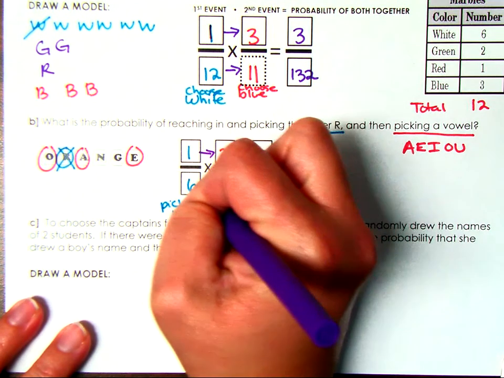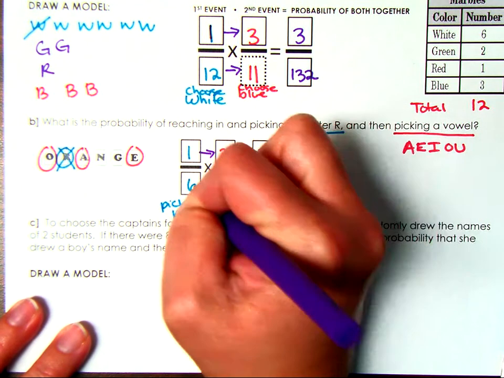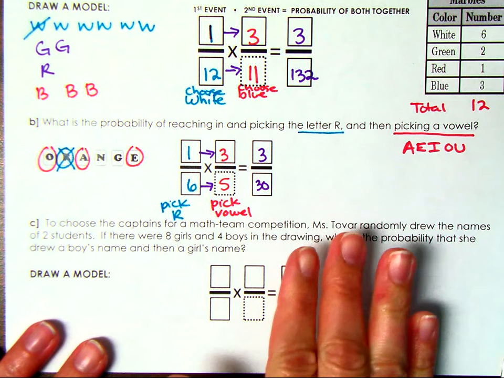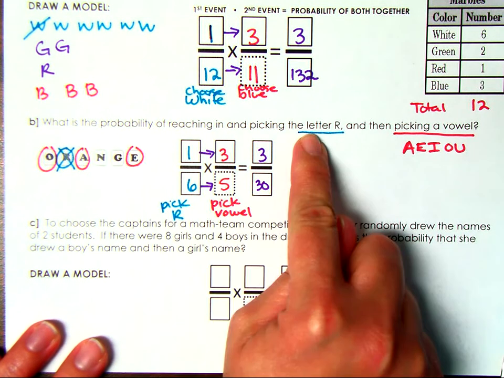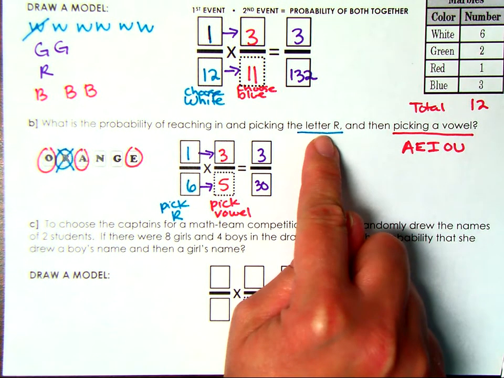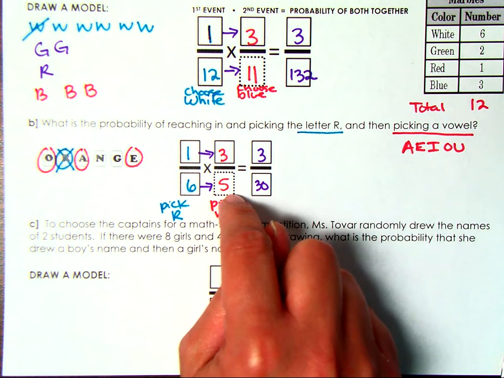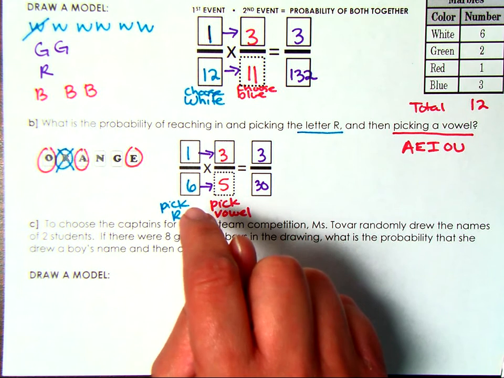Okay? So now we multiply across. 1 times 3 is 3. 6 times 5 is 30. So we could say 3 out of 30, or you can even reduce this to 1 out of 10. Now something to be mindful and careful of, even though this one did not directly say we were keeping the R, if it doesn't say you put it back, then that's assuming that we kept it. So that's something to be really careful about.